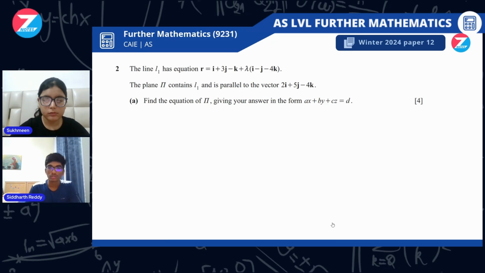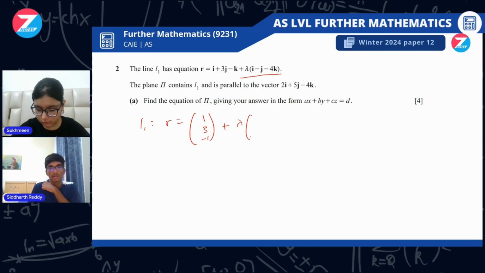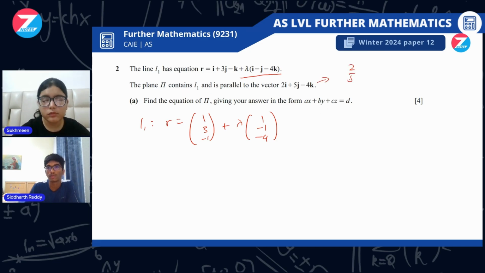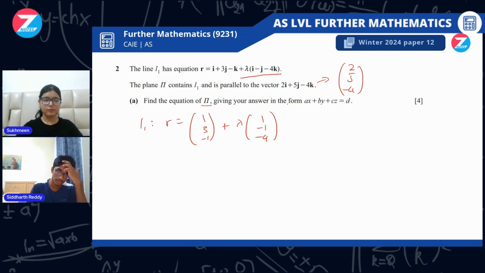Okay, next question. The line L1 has equation r is equal to i plus 3j minus k plus lambda (i minus j minus 4k). So we can write this as r equal to (1, 3, minus 1) plus lambda (1, minus 1, minus 4). The plane capital Pi contains L1 and is parallel to the vector (2, 5, minus 4). Find the equation of this plane, giving your answer in the form ax plus by plus cz is equal to d.